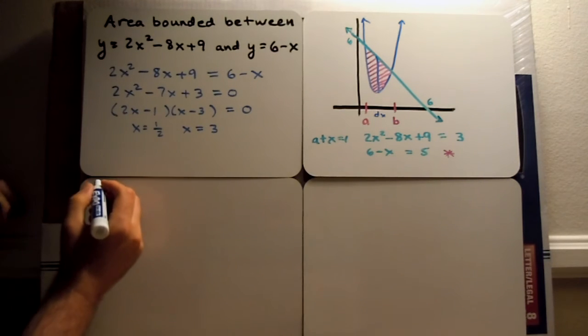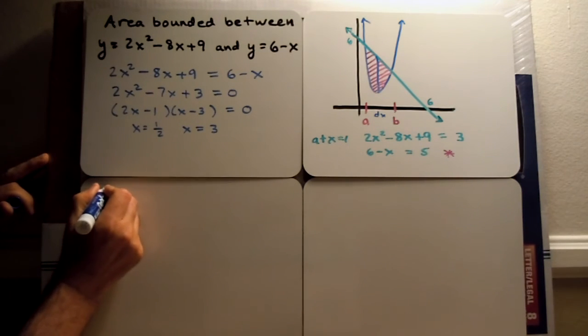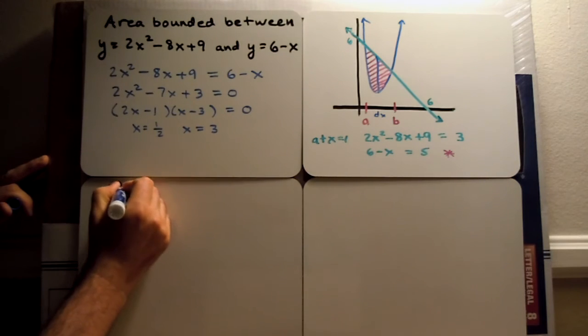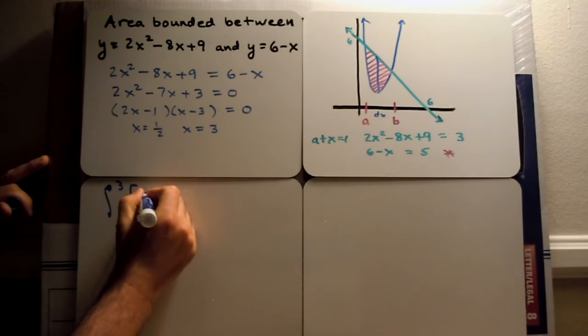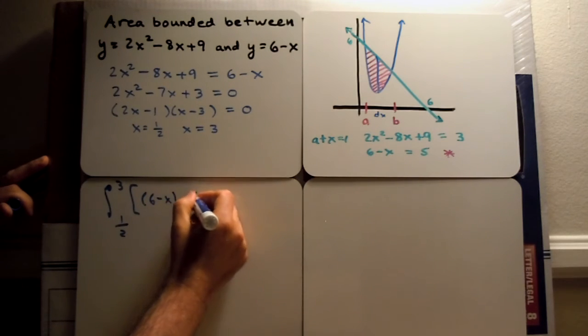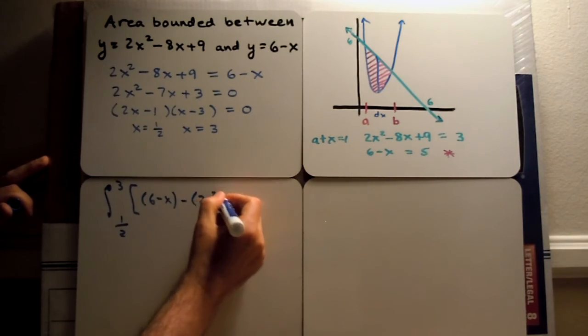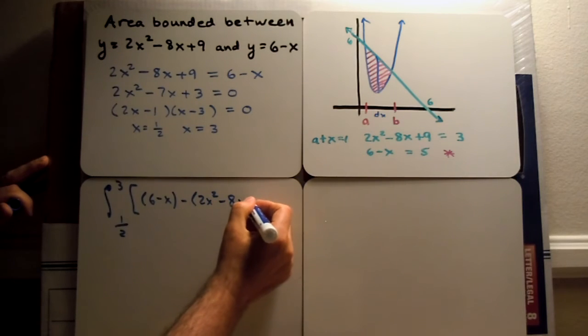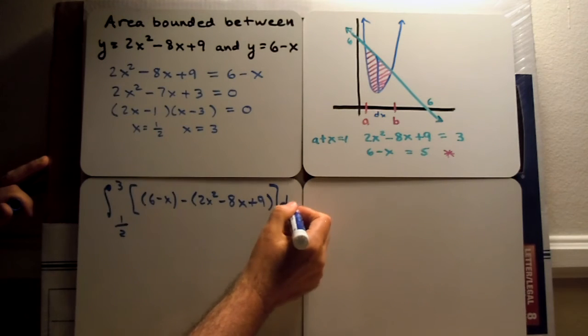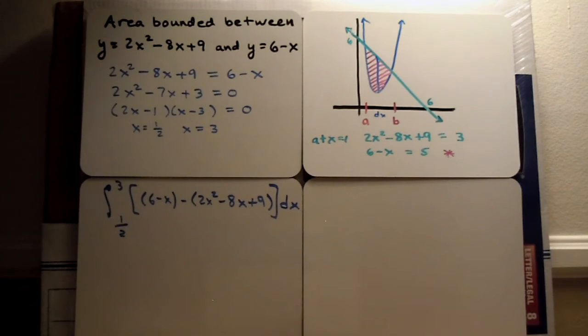So we're ready to set up our integral and solve to find the area. The limits of integration are 1/2 to 3. The larger function is 6 minus x. The lower function is 2x squared minus 8x plus 9. Again, the larger minus the smaller.